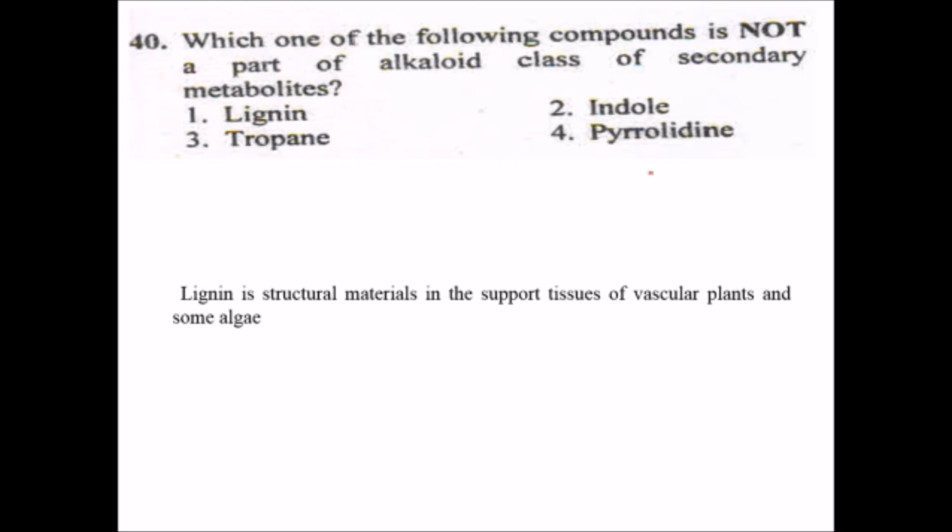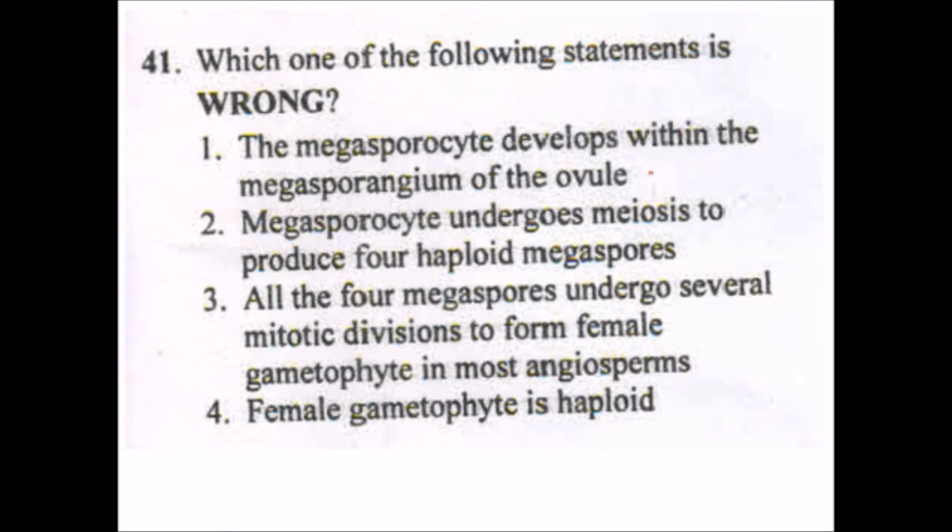Next question is, which of the following statements is wrong about the megasporocyte? So let's see what megasporogenesis is. Actually, in case of angiosperms, there are three ways of development of the megaspore, which is the female gametophyte. Monosporic, bisporic, and tetrasporic.